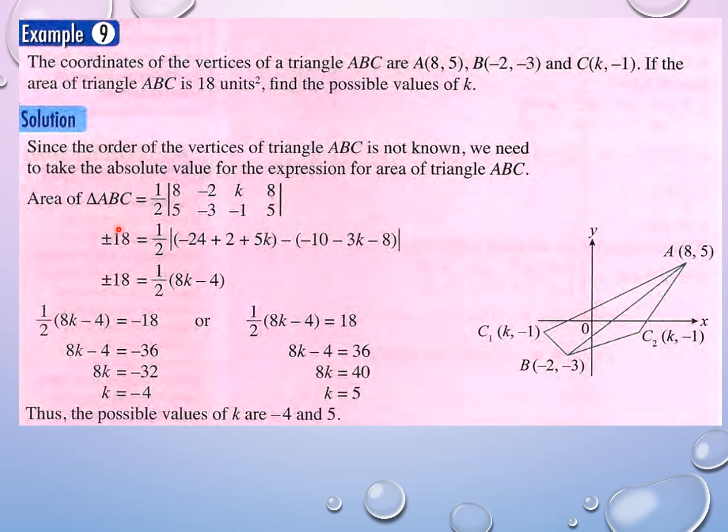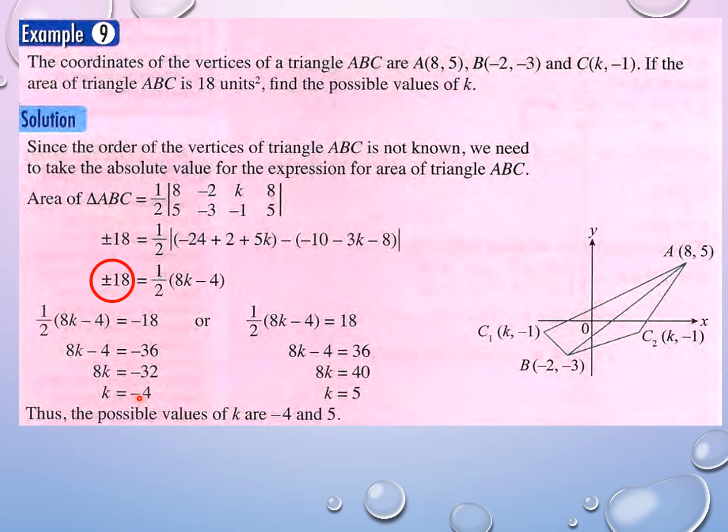Okay, the area is given, so we substitute the area value, 18. But since this is a modulus, we have to remove the modulus. When we remove the modulus, the 18 will become positive and negative. So you have to split the working. One is negative 18, another one is 18. So after you split, you get two different answers.